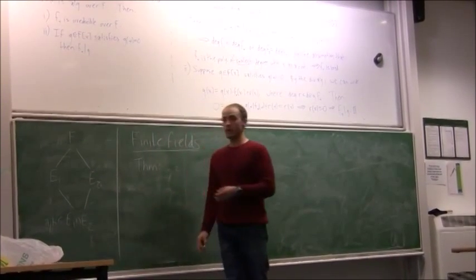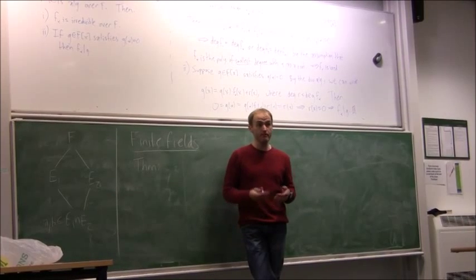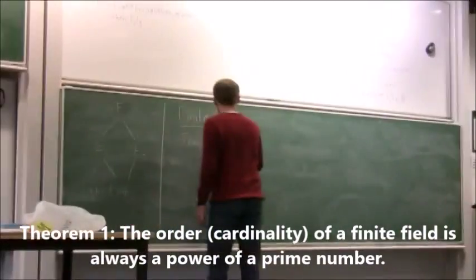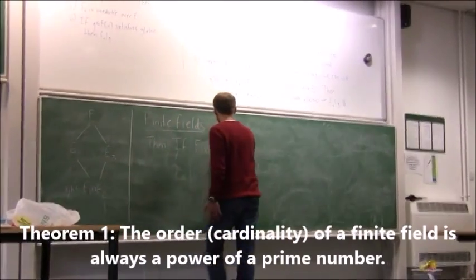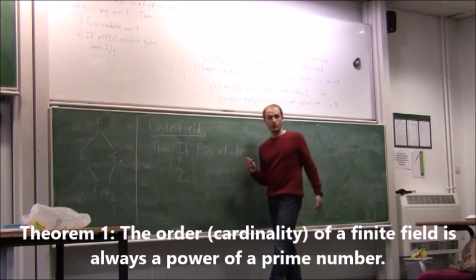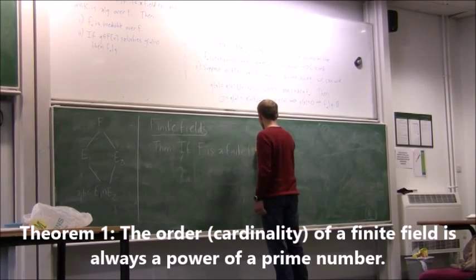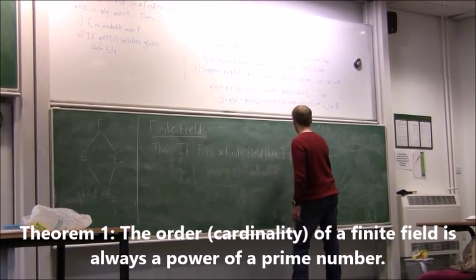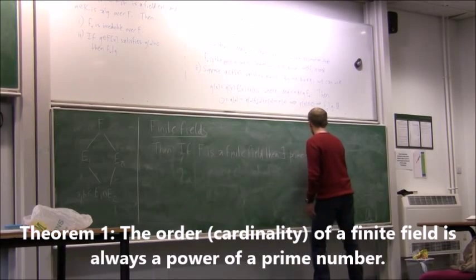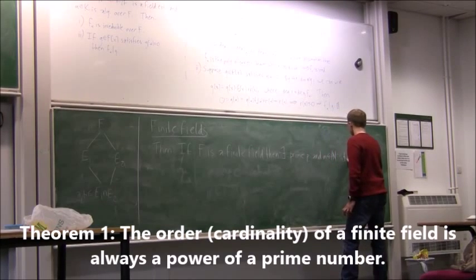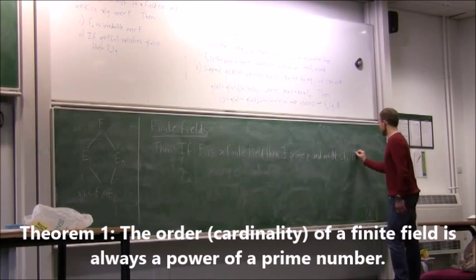The first theorem is one that we already talked about at the end of class last time. You might be able to see why this is true, but there's one important thing that I didn't tell you. So right now I'm just going to state this as a theorem. It says, if F is a finite field, then there exists a prime number p and a natural number n such that the order of F is equal to p to the n.